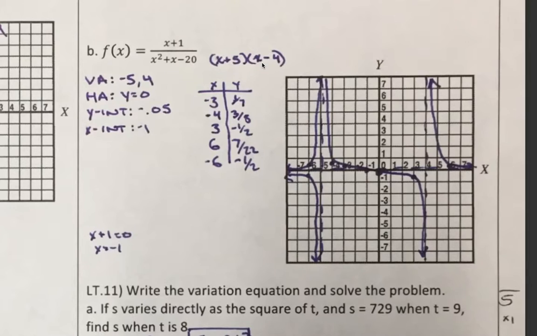And so those are my vertical asymptotes. So that's why you see vertical asymptotes here at -5 and at +4. The horizontal asymptotes, you've got 3 possibilities. You've got where the degree is smaller in the numerator than it is in the denominator, in which case you're going to just get the x-axis as your horizontal asymptote, which is the case here.